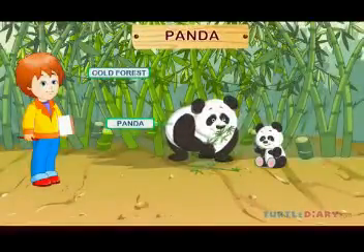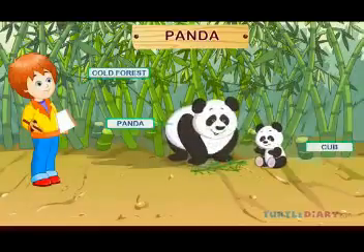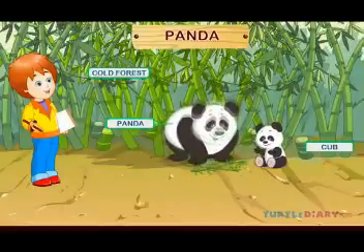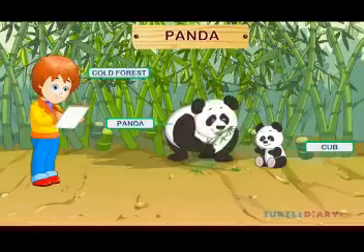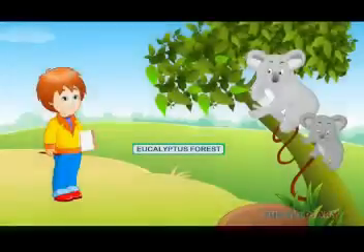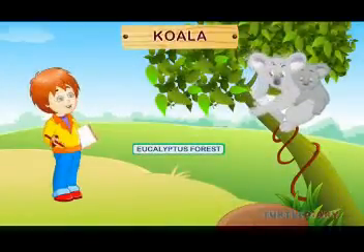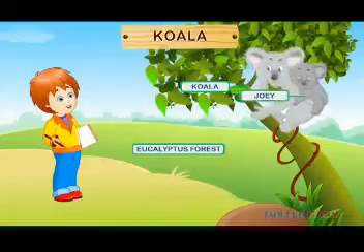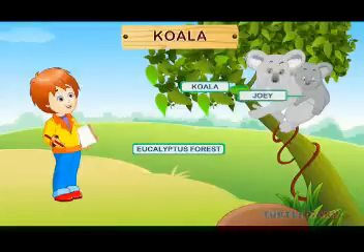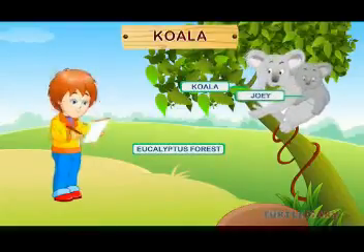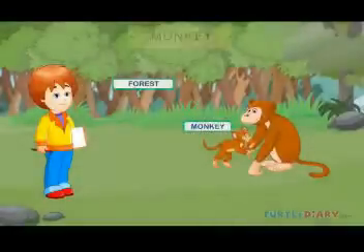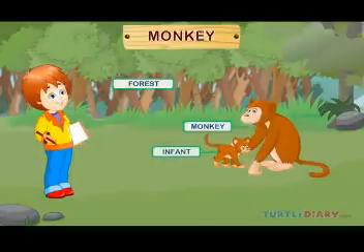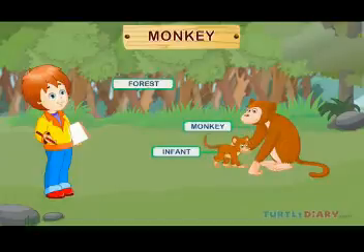Panda. This is a panda. A baby panda is called a cub. Pandas are mainly found in the cold forests of China. Koala. Here is a koala. A baby koala is called a joey. Koalas are mainly found in the eucalyptus forests of Australia. Monkey. This is a monkey. A baby monkey is called an infant. Monkeys live on trees in forests.